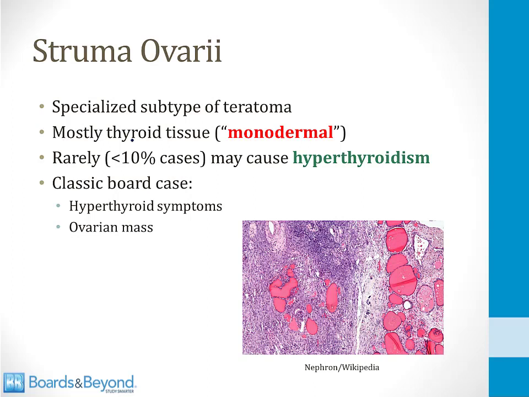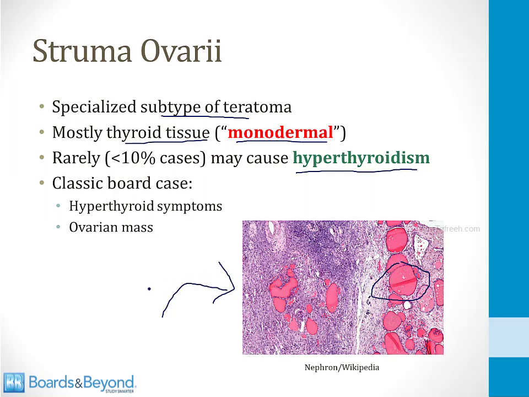Stroma ovarii is a specialized subtype of teratoma. These teratomas contain mostly thyroid tissue, therefore they're often called monodermal because they contain only elements of a single germ layer. Rarely, in less than 10% of cases, they can cause hyperthyroidism by releasing thyroid hormone. This is a picture of what they look like under the microscope here. You can see these red circles that resemble thyroid follicles and contain thyroid hormone.